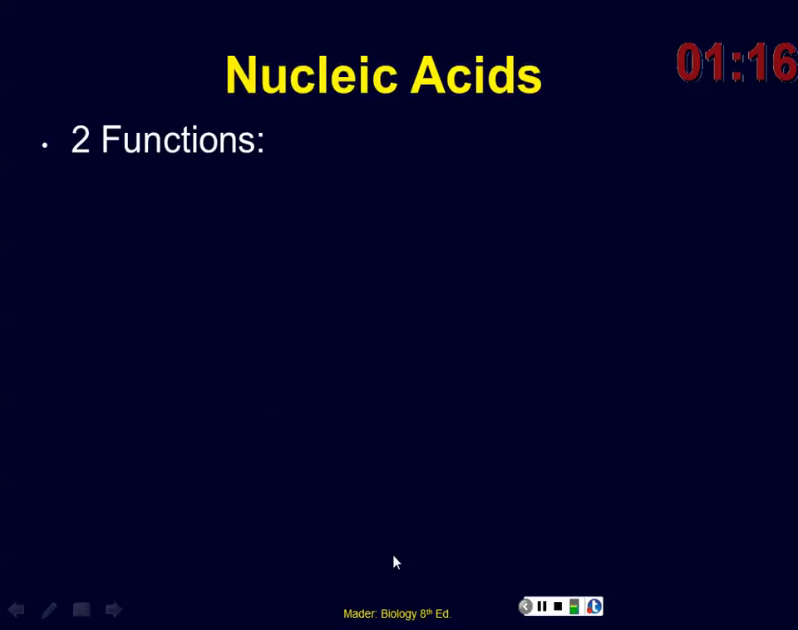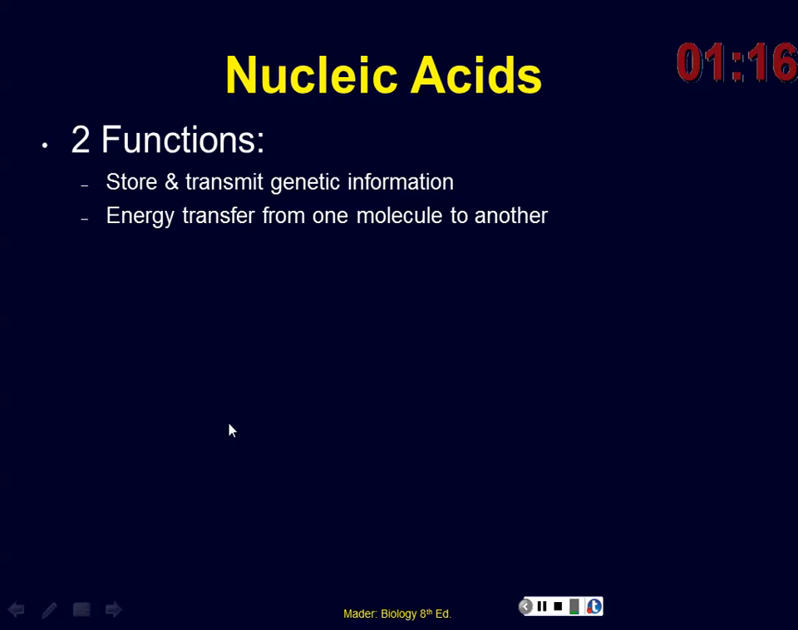Okay, let's go to our 4th group of organic molecules called nucleic acids. Some of you may be familiar with some of these. They have 2 functions in general. There's a group of nucleic acids that are used to store and transmit genetic information. There's also a nucleic acid that is involved in energy transfer in living systems from one molecule to another. We're going to talk about those today.